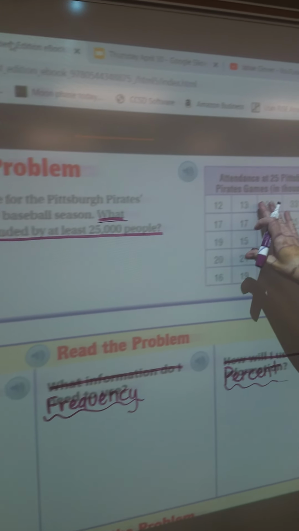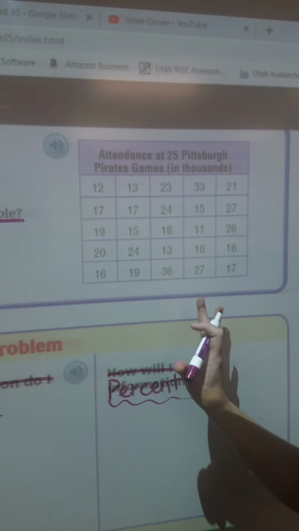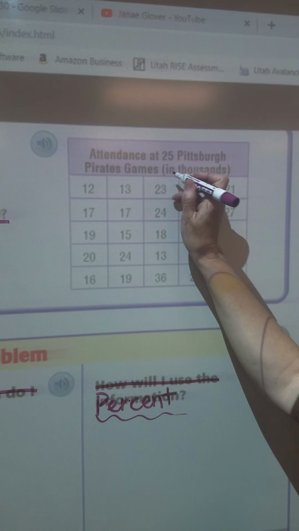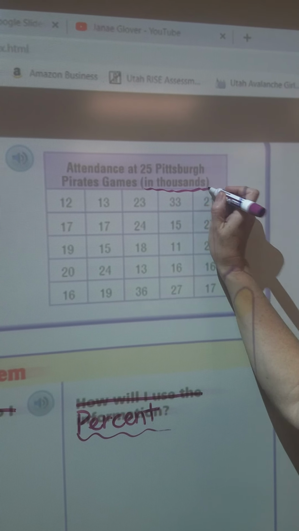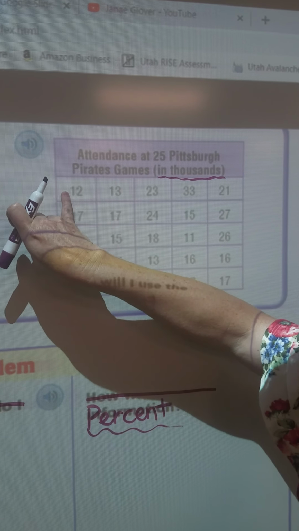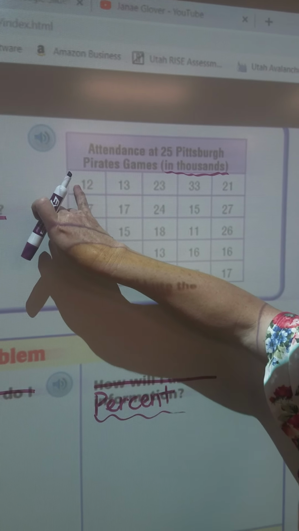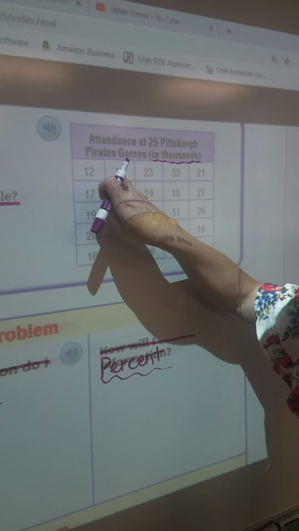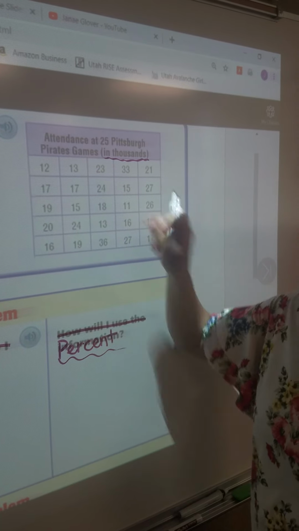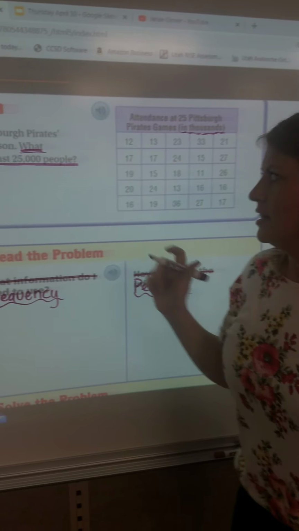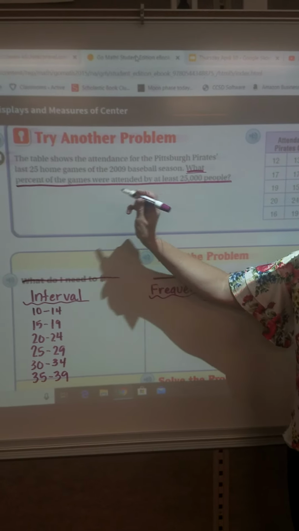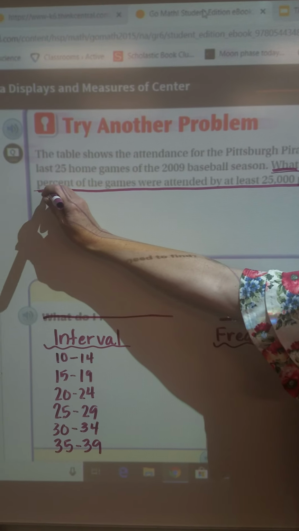And then as we look over here at our table, it's a little bit tricky because right here it tells me, boys and girls, this is in thousands. So when I look at this, I need to realize, okay, this means 12,000 or 13,000, 23,000. Another tricky thing is our question is asking us for a percent.